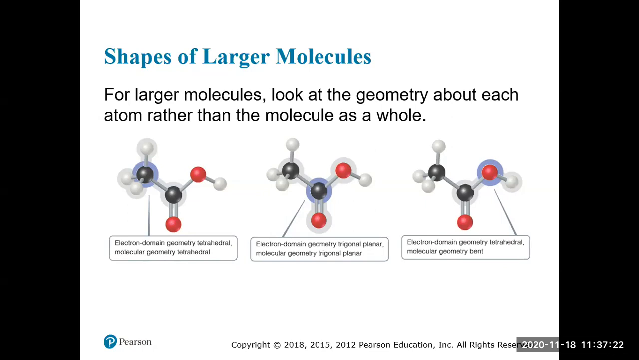So in this case, we would say we have part of it's tetrahedral, part of it's trigonal planar, part of it's bent, and then we'd kind of assemble that together to get what our shape would be. One nice thing about using these little ball and stick models is you can get a feel for what that geometry is because there is some dimensionality to it.